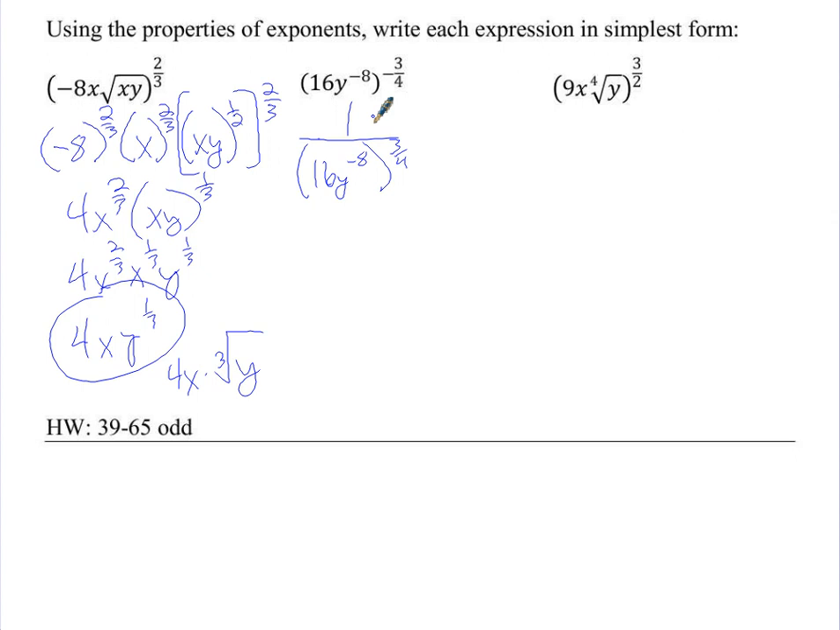How can I send in this 3/4? Send it in. All right, so now I have 1 over 16 to the 3/4, y to the negative 8 times 3/4, which is negative 24/4, which is negative 6.